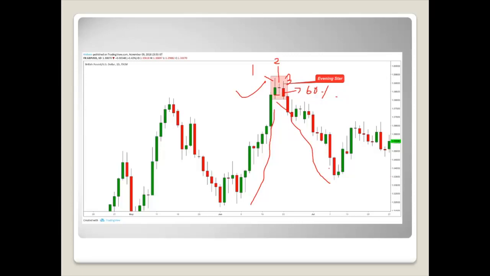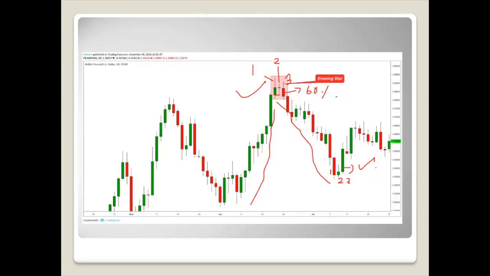And see, this is number one, and the second candle, what do you call this candle? This candle is called a hammer. So a hammer is a reversal candle, and the third candle is more than 60 percent of the first candle. So this is considered as a morning star. Getting it? So the candlestick does work.